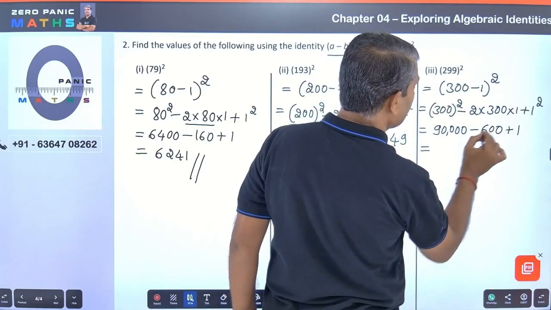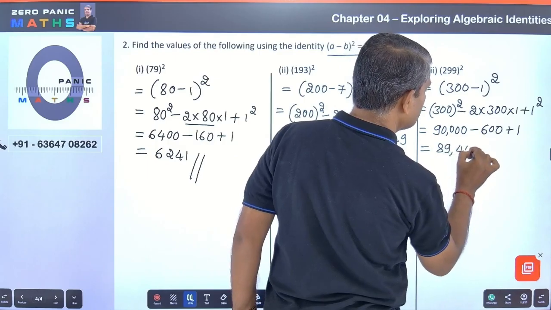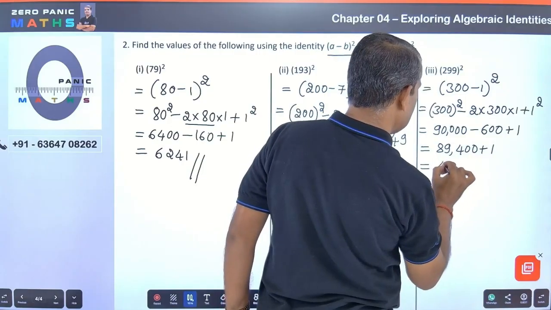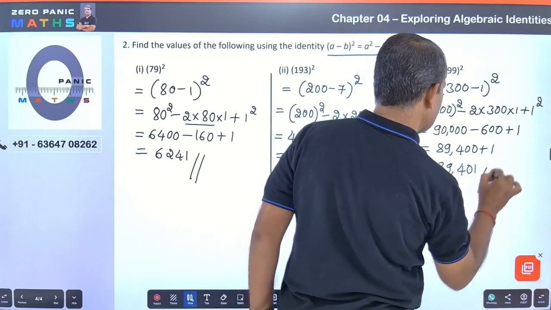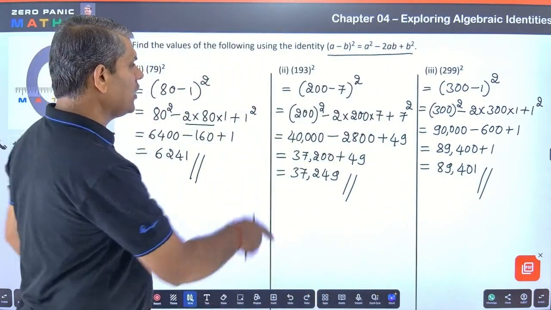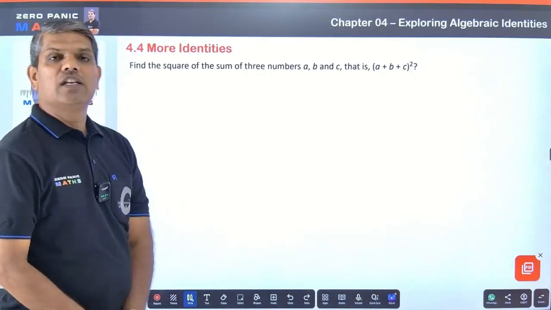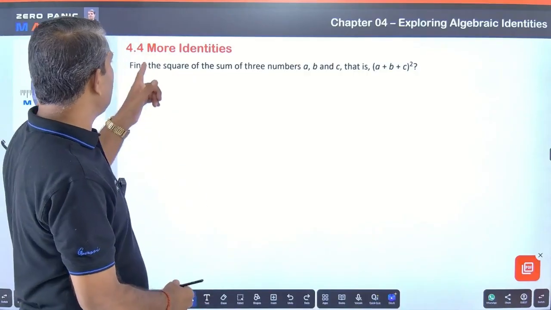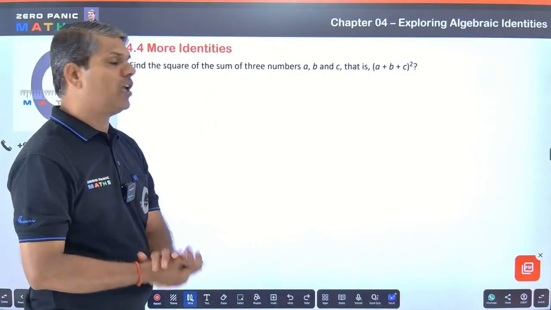So 90,000 minus 600 is 89,400. And adding 1 to it, finally you'll get 89,401 as the answer to 299 square. So you can verify all these answers. Let us see if there are any more. There are no questions, so this completes the exercise set 4.2. Let us quickly see more identities which are based on a plus b whole square and a minus b whole square.